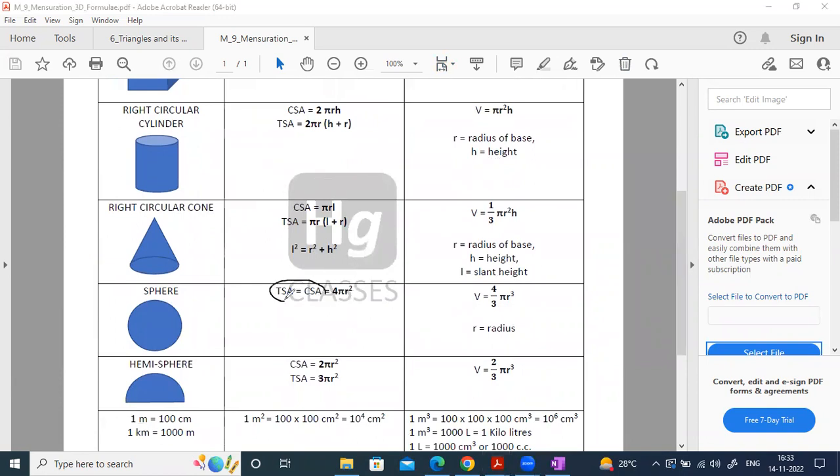स्फीयर का TSA और CSA बराबर है 4 pi r square, वॉल्यूम 4 by 3 pi r cube. हेमीस्फीयर का CSA इसका आधा हो गया, 2 pi r square आ गया. TSA में एक्स्ट्रा pi r square ऐड हो गया. वॉल्यूम इसकी आधी हो गई.